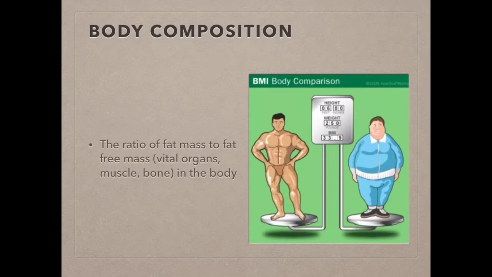And there it is, again, quite a simple one, I think. So it's the ratio of fat mass. So fat mass is just anything that is just the fat that's in your body. And fat-free mass is your vital organs, your muscles, and your bones. Okay, so it's the ratio of fat mass you've got in your body and fat-free mass that you've got in your body.